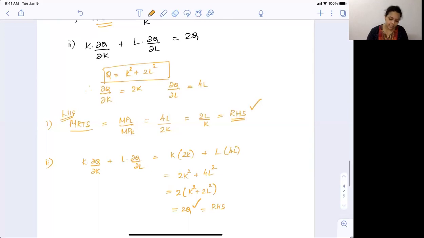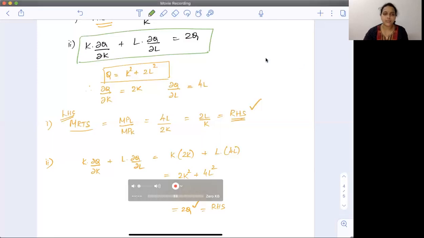In the next video, we'll see that this particular expression is a special case of something called homogeneous functions. So we'll discuss that in another video. I'll see you there.